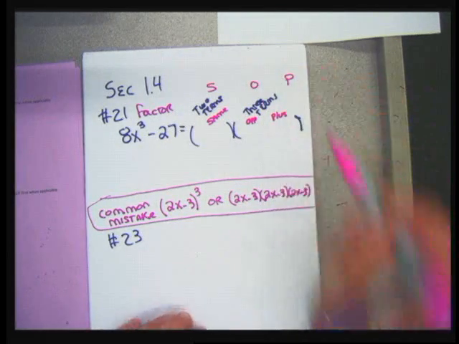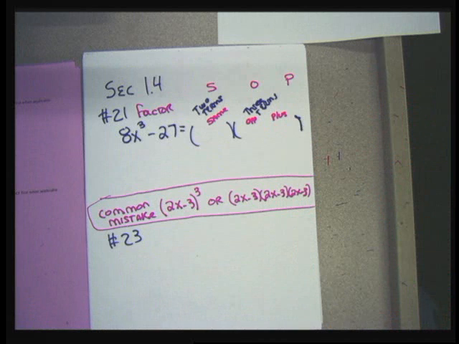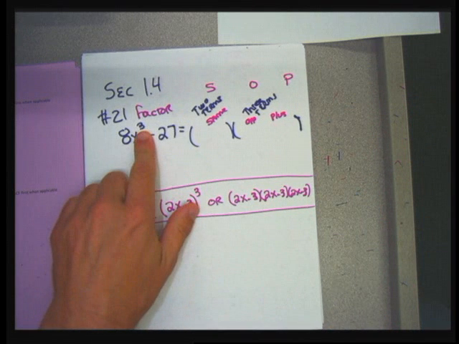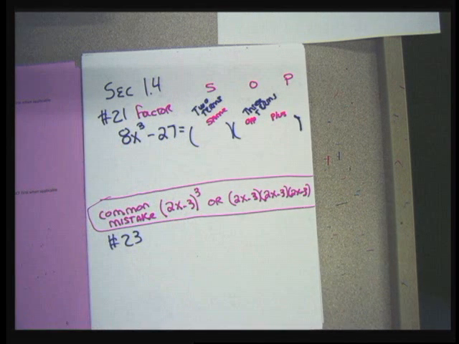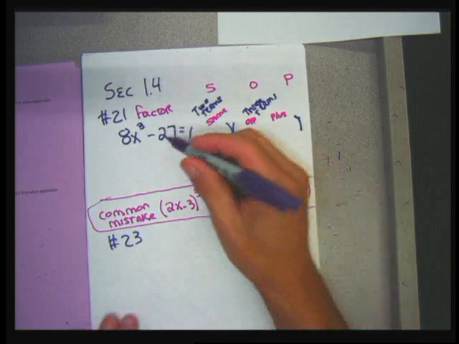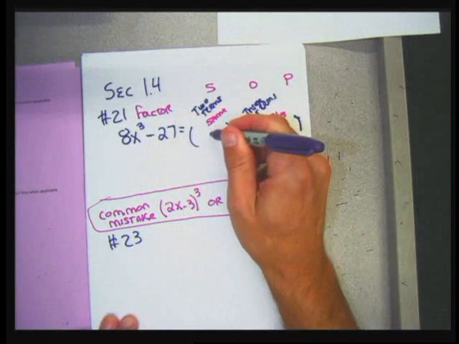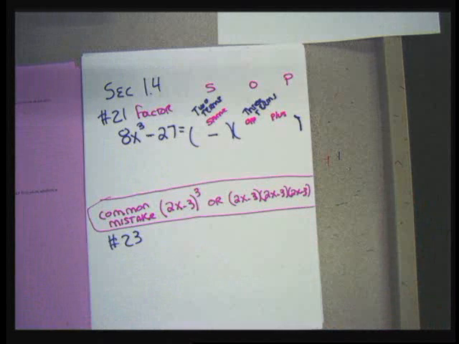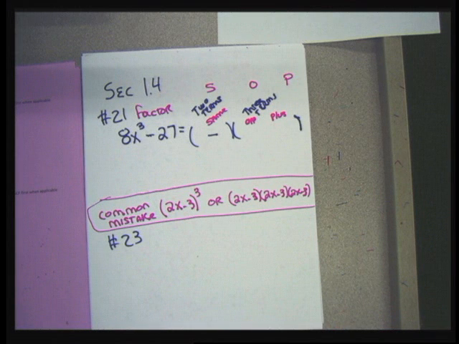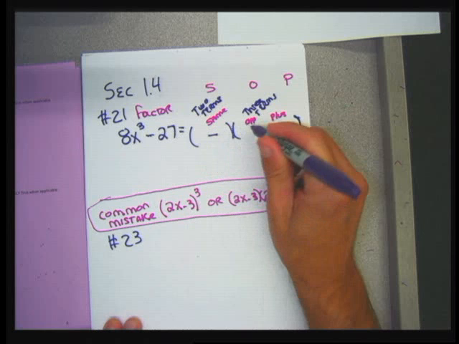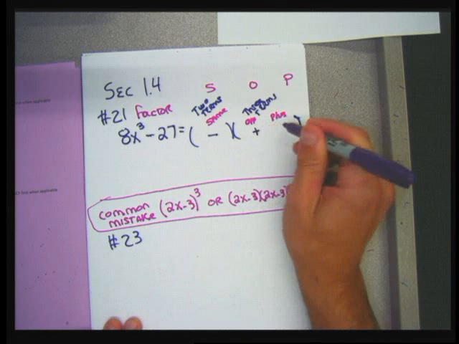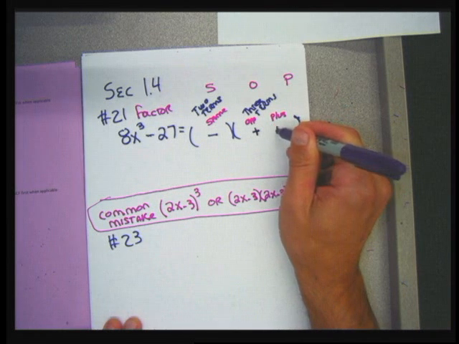Usually I say SOP for signs with cubes. So this is a cube problem because the exponent on the x is a 3, which is a multiple of 3. The numbers 8 and 27 are cubes because 8 is 2 times 2 times 2, and 27 is 3 times 3 times 3. For my signs, in any cube problem, I get the same sign as the original problem. The same sign of a minus is a minus. You only get 1 sign in the first parentheses, 2 in the second parentheses. In the second parentheses, I get the opposite sign that I just put in. The opposite of minus is plus. And in cube problems, the second sign in the second parentheses is always plus.